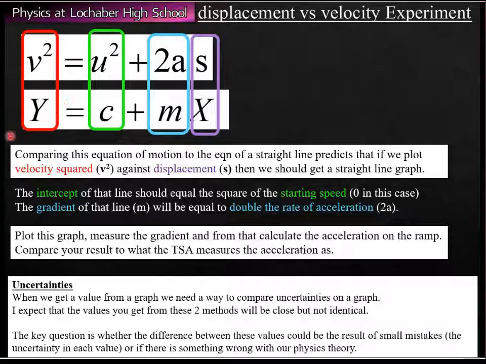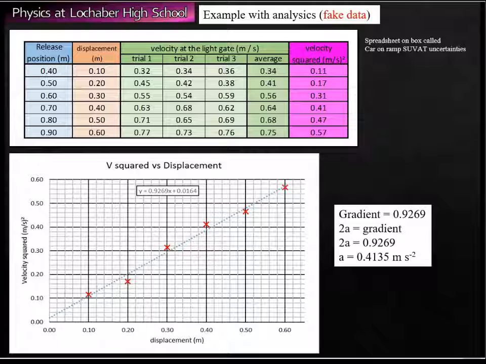If you compare these two equations and you plot them as I've described, so you plot v squared on the y-axis of the graph and you plot the displacement on the x-axis, well, comparing to the familiar y equals mx plus c, it suggests the intercept on that graph will be equal to whatever the starting speed is, in our case 0, and the gradient of your line should be equal to double the acceleration due to your ramp. This is one method you could use for working out the acceleration, but here our interest is just checking to see if this equation actually works. There's a bit on uncertainties, but I won't cover that in a video.